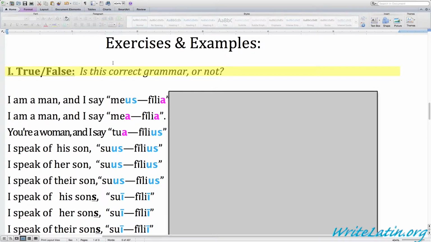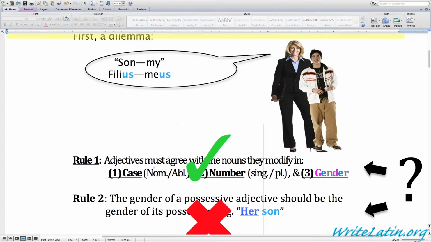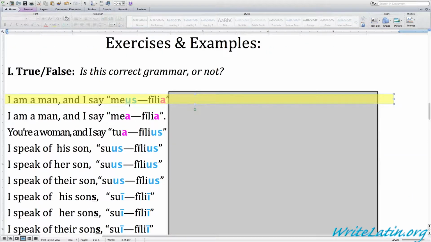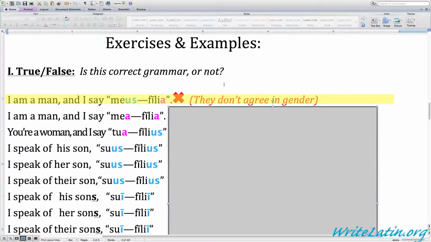Okay, let's do some examples then. Hopefully you've understood this. First off, some true-false. If I am a man and I say meos filia, was that grammatically correct? Well, following our rule, adjectives must agree with the nouns they modify in case, number, and gender. I look at that and I see that meos is masculine, filia is feminine, and to agree they should be the same gender. So the correct answer is no, they don't agree in gender. That was grammatically incorrect. I never want to see meos filia on your paper.